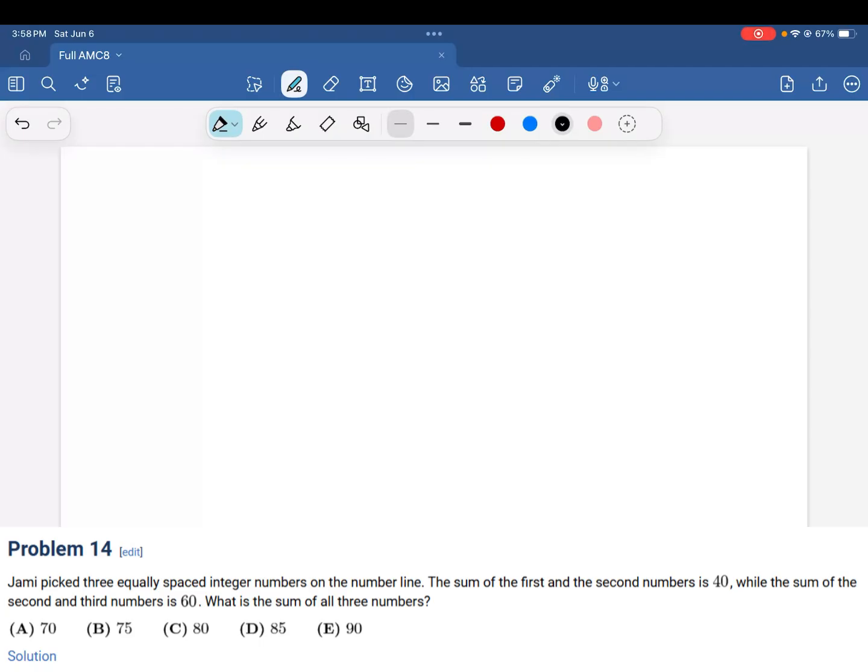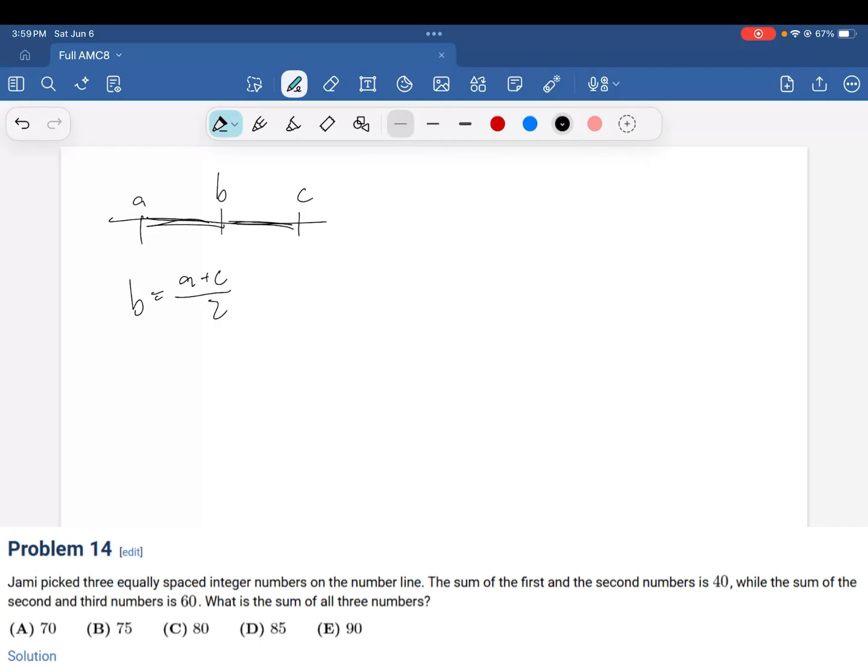I'm going to draw a number line here because that's what they said. It would also be easier to visualize. Let's label these A, B, and C. So these 2 lengths are equal. What you'll notice is that B is the average of A and C because it's right in the middle. So we can write the relationship B equals (A plus C) over 2. This is just the average of A and C.